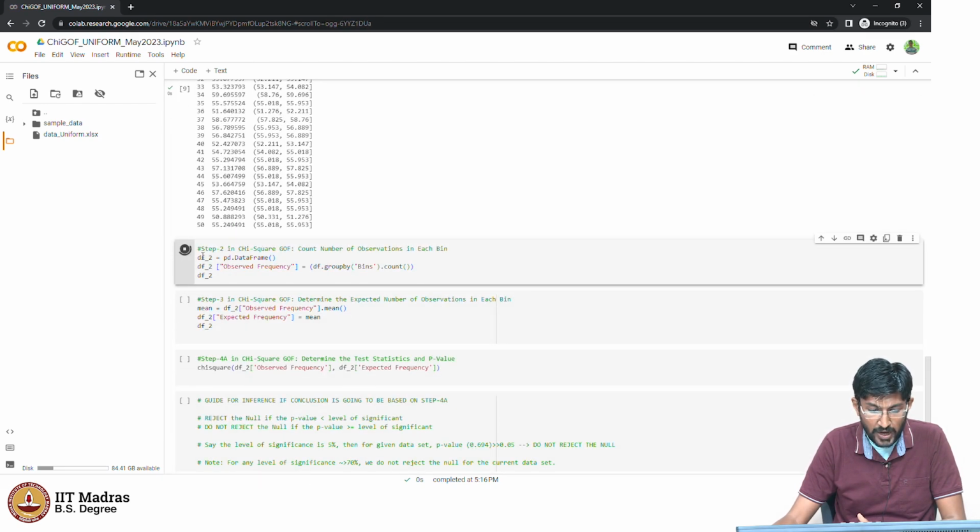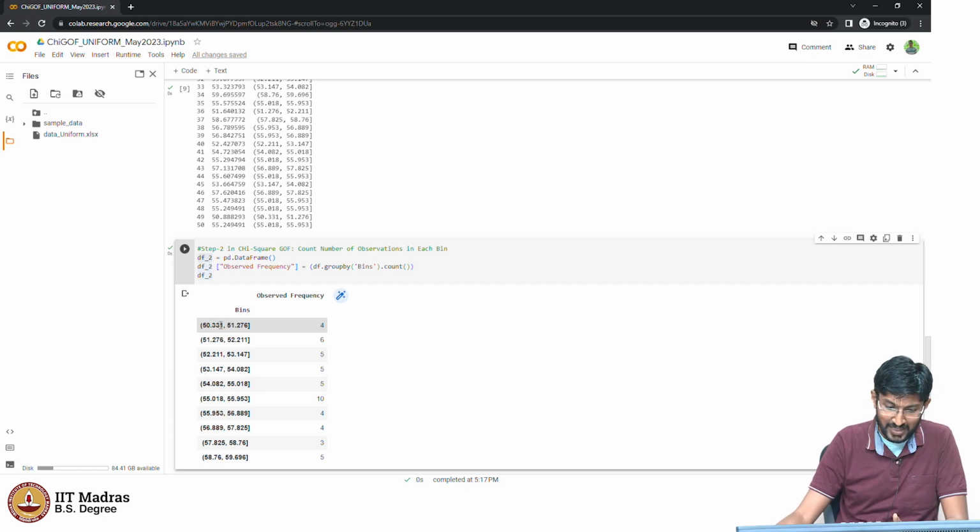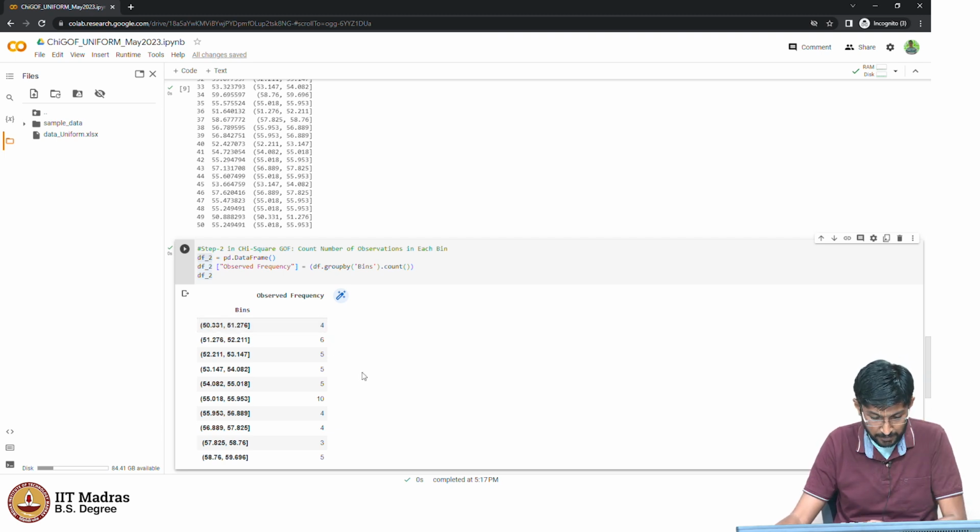And in step 2, I am creating a new data frame called df2, and for each bin that I have created, I am going to find how many observations fall into that bin. So df2 is basically going to be representing my frequency table. In bin 1, which is 50.33 to 51.26, there are going to be 4 observations in my data set, right?